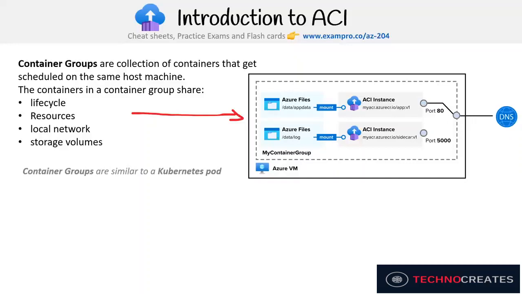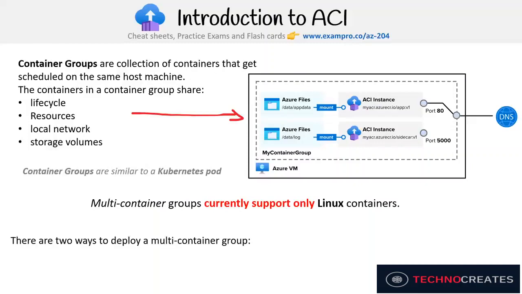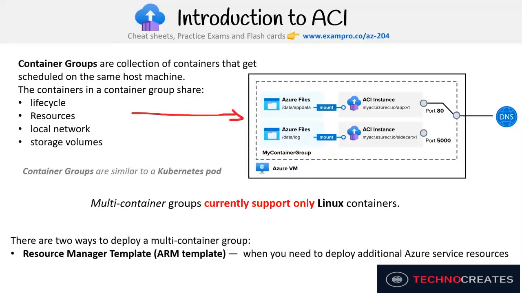Container groups are similar to Kubernetes pods. It says similar to, but not really the same thing. Multi-container groups can currently support only Linux containers, which is kind of a bummer, but that's just what it is. There are two ways to deploy a multi-container group. You can use ARM templates when you need to deploy additional Azure service resources, or just a YAML file when your deployment only includes container instances.